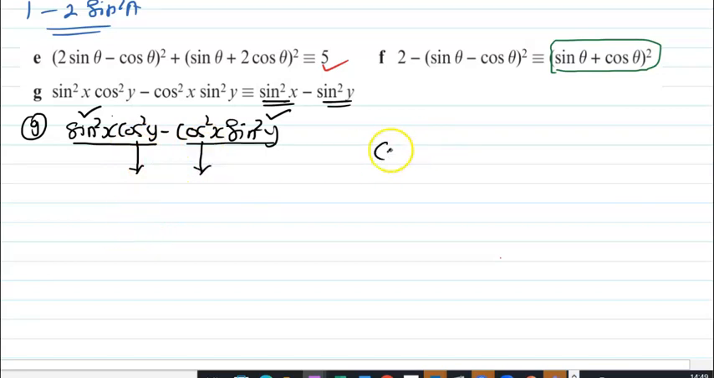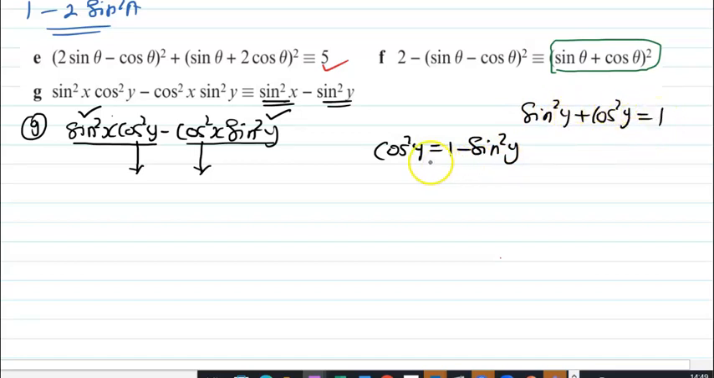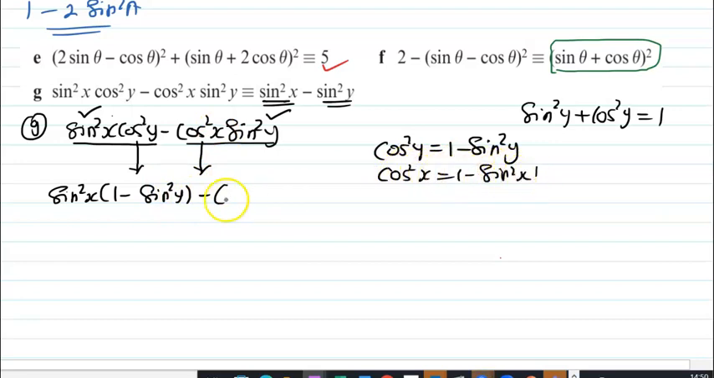And cos square y, we can write down as 1 minus sin square y. Why? Because we can say sin square y plus cos square y is also 1. So cos square y is 1 minus sin square y. So let's write down here sin square x times 1 minus sin square y, and cos square x you can write down as 1 minus sin square x. Okay, so it is 1 minus sin square x and sin square y.